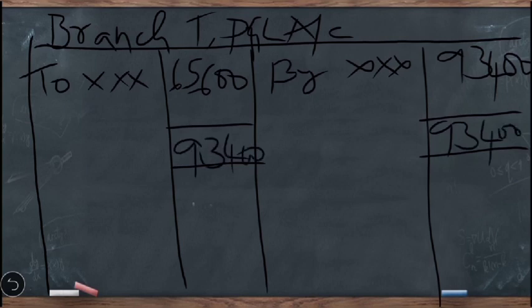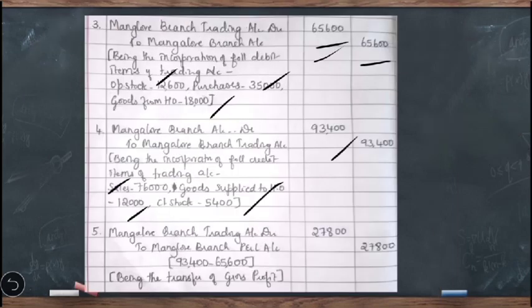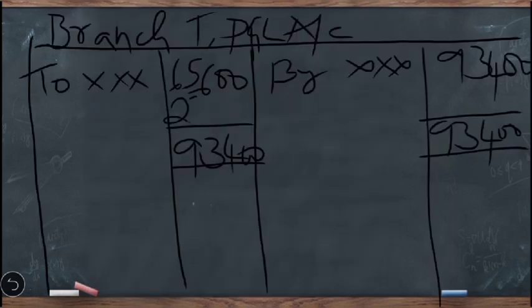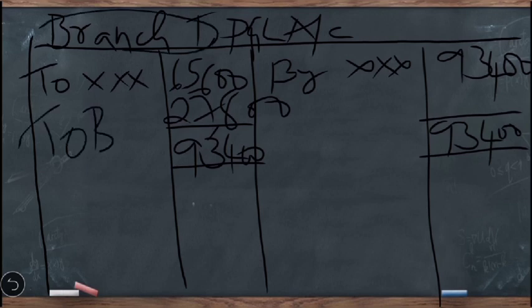So we have to get the balancing figure here. Balancing figure here is 27,800. So here we have got the balancing figure on the debit side, which represents gross profit. So it should be transferred to the next section, that is to the branch profit and loss account. So the entry will be branch trading account debit to branch profit and loss account. Okay, this will be transferred to the other section.